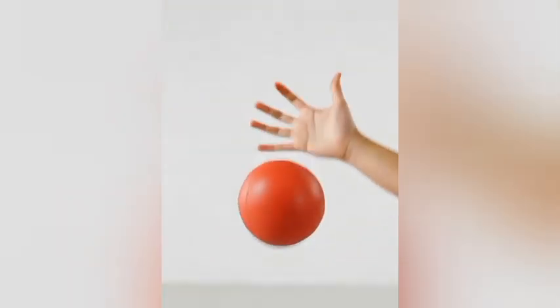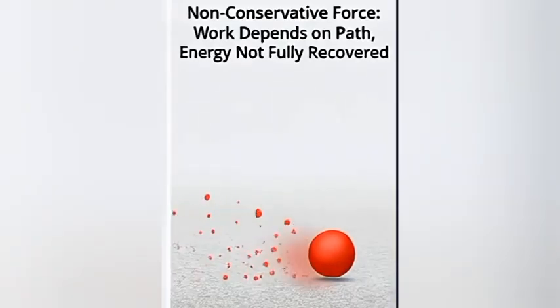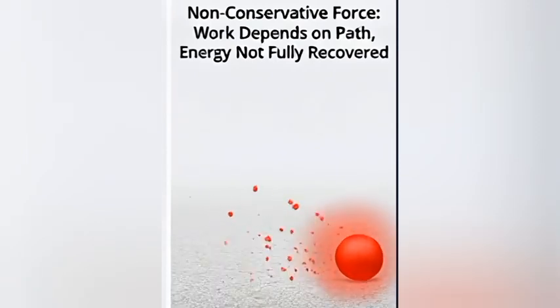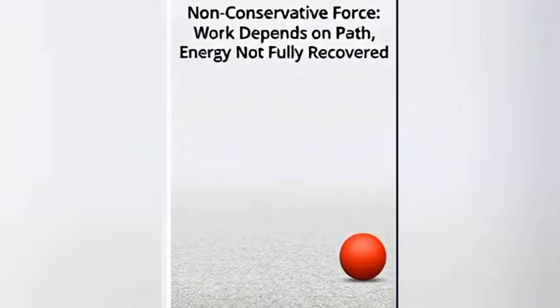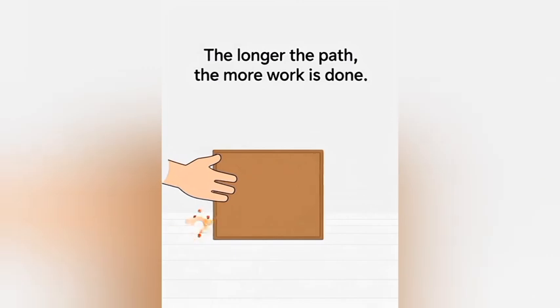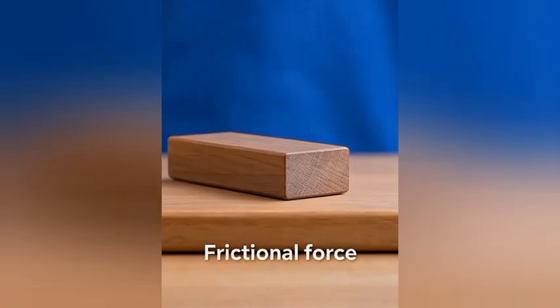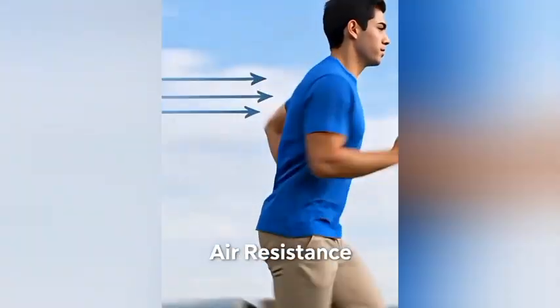It never steals energy. But a non-conservative force is a force in which the work done depends on the path taken and energy is not fully recovered. That means the longer the path, the more work is done. Some energy is usually lost, mostly as heat or sound. If an object returns to the same starting point, the total work done is not zero. Some examples of non-conservative force are frictional force, air resistance, viscous force, etc.